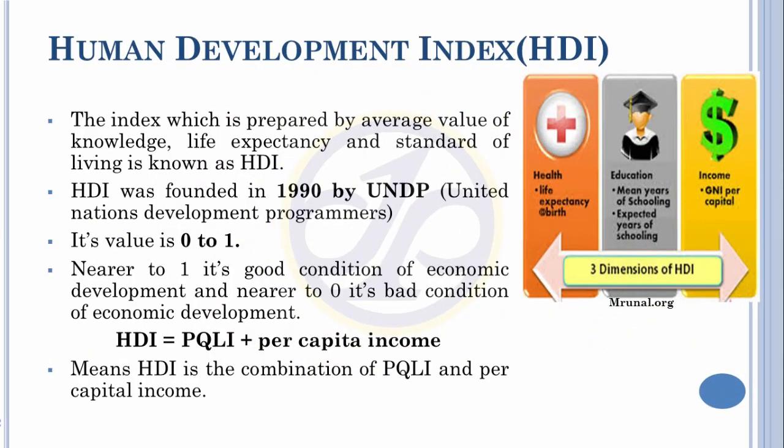One of the most important indicators in the world nowadays, accepted by 188 countries, is the Human Development Index. The Human Development Index is the average of the literacy ratio, education, standard of living and health. HDI was founded in 1990 by UNDP, the United Nations Development Program. Its minimum value is 0 and maximum value is 1. HDI is nothing but the combination of PQLI and per capita income.